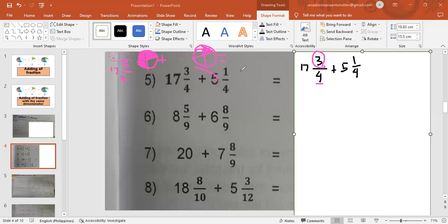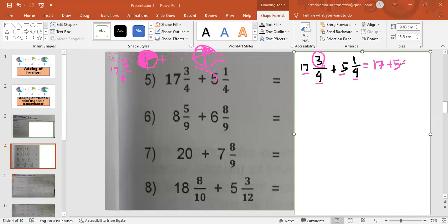We have to add that, so that we need to find how many are they if you combine them together. So look at that one. First, you have to copy the whole number. 17 plus 5. Okay? And then, after 17 plus 5, now let us look at the denominator, which is 4. Are they the same? Yes, they are the same.